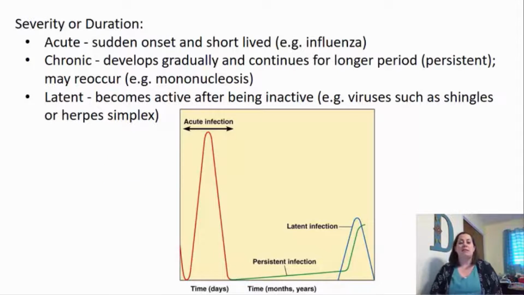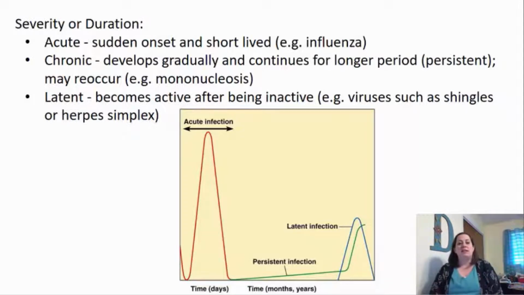Some diseases are considered chronic. These develop gradually and they continue for a long period of time. Some of them can also be persistent, like you see with mononucleosis, also known as mono. All right, and so when we see this, it can gradually start to become a problem, but then it kind of spikes as we go.